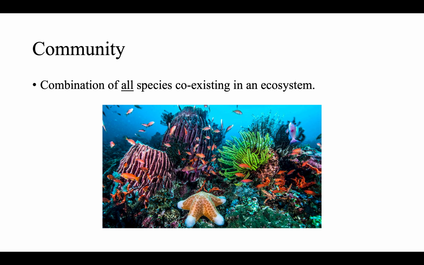So a coral reef is a great example. You can see there are some aquatic plants and some various corals, looks like some sponges, as well as this starfish and all of these different species of fish that are swimming around. Combined, they create the community.